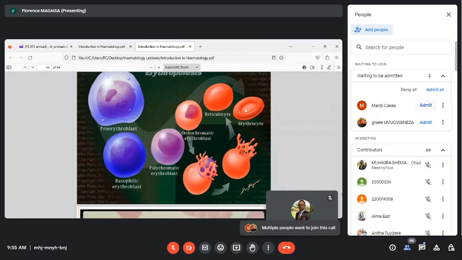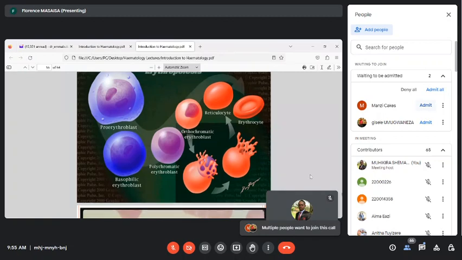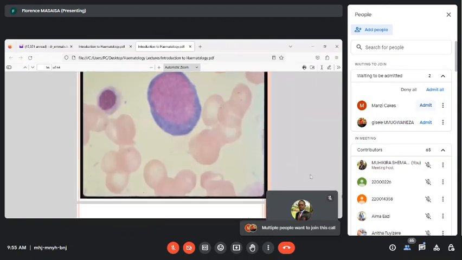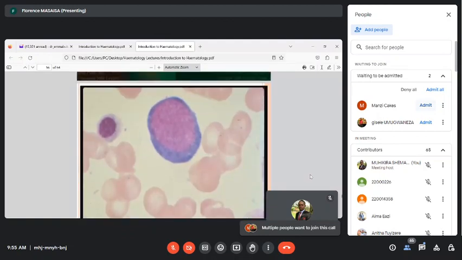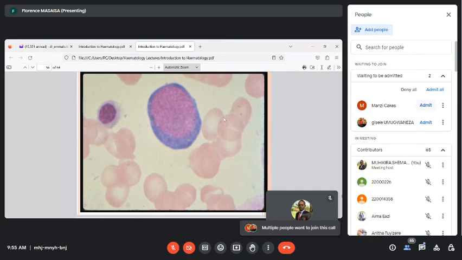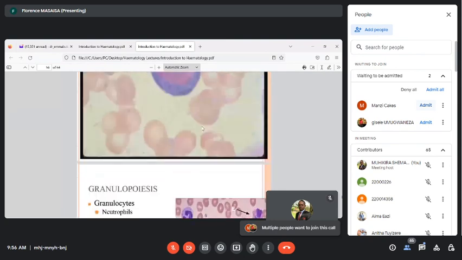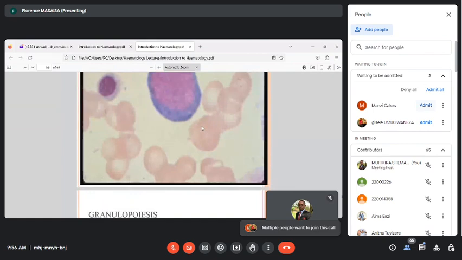Here you can see erythrocytes. This is the image of erythroblasts, and this enucleated cell you can see there. But mostly you don't see these in the peripheral blood film. We should be seeing them in the bone marrow. But when there is a pathological condition, you can also see them in the peripheral blood film.